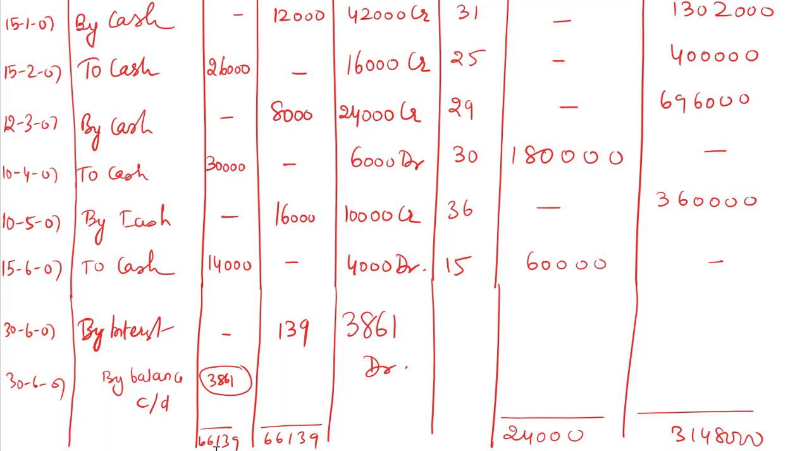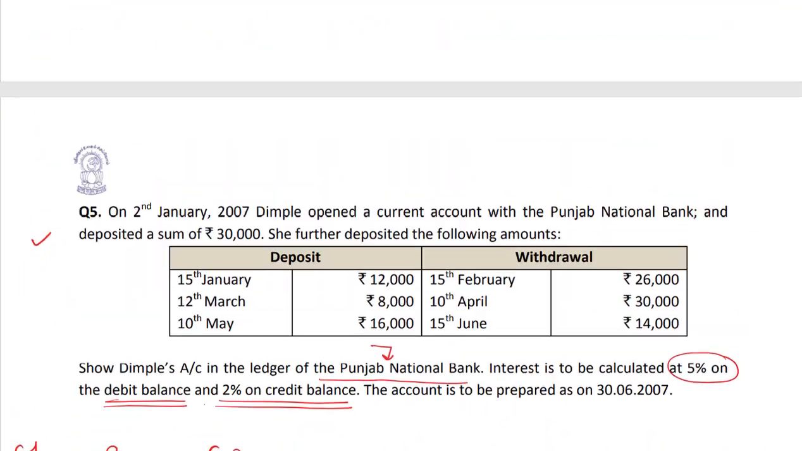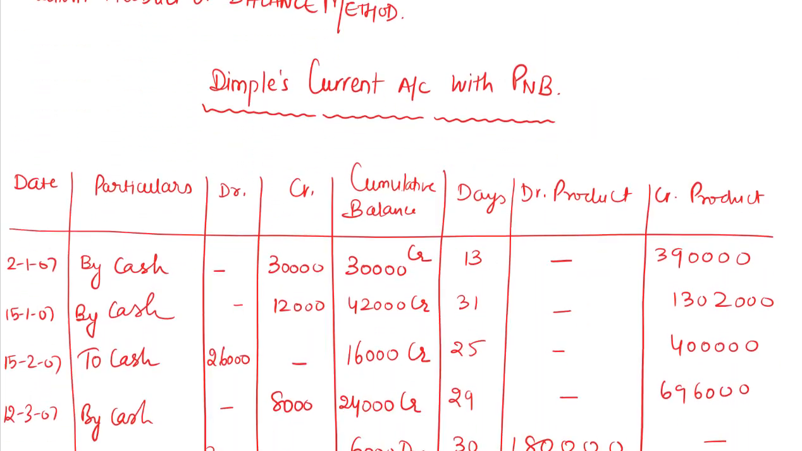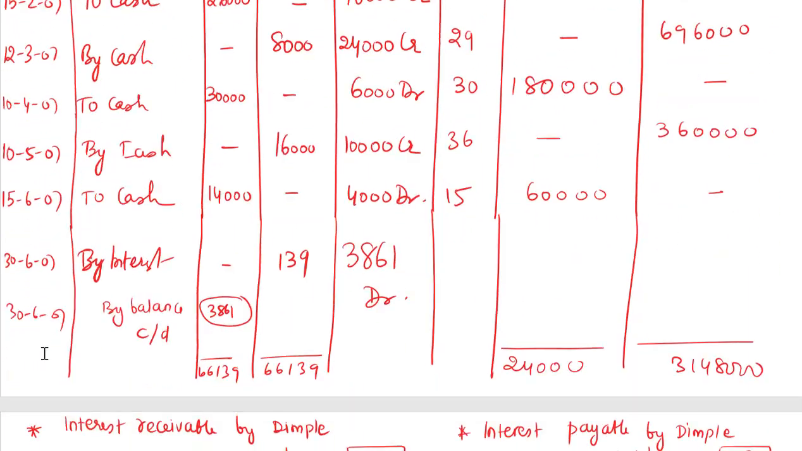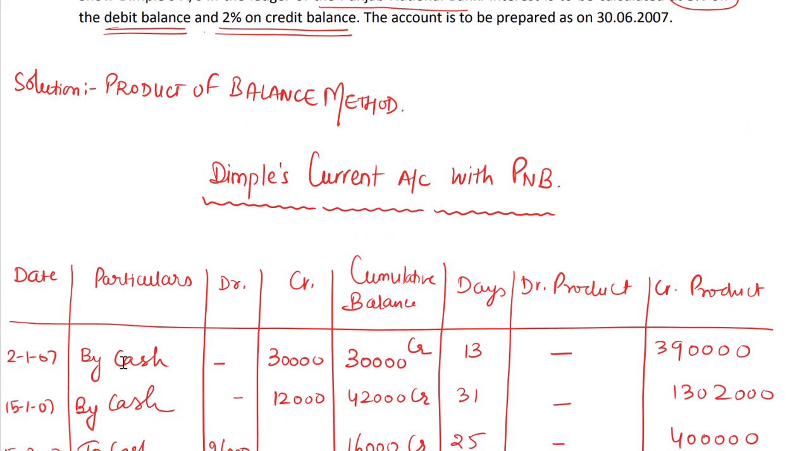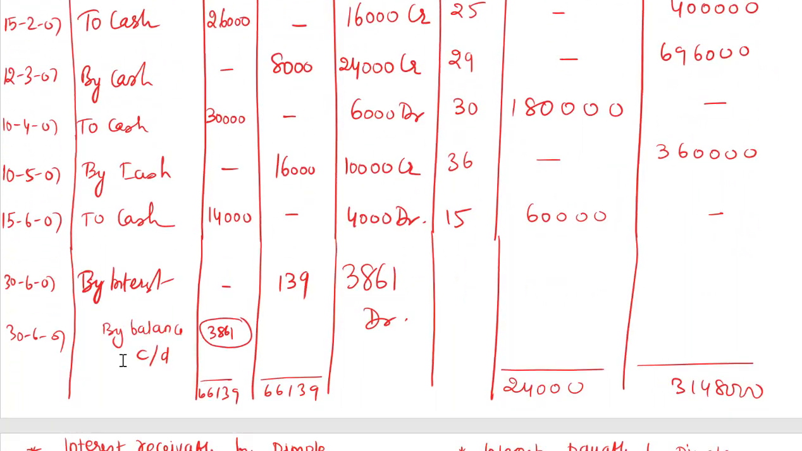I believe you understood. This was the third method. I believe you understood. This was question number 5, product of balance method.